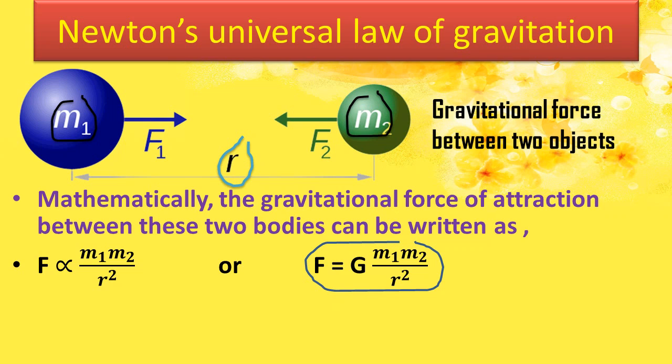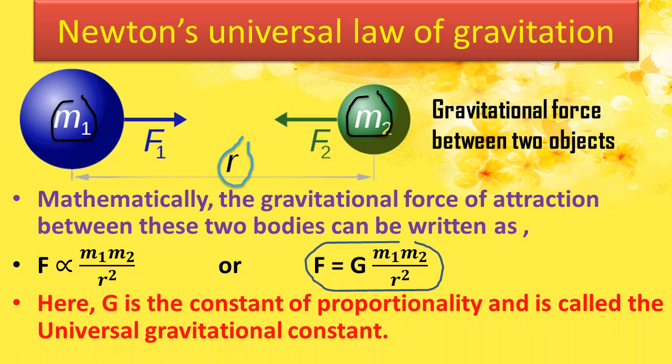Okay, or else we can write it like this also: where we remove the sign of proportionality, it can be written as F equals G m1 m2 upon r square. Now here G is the universal gravitational constant. Its value will always be fixed. So here G is the constant of proportionality and is called the universal gravitational constant. So this is the universal law of gravitation.